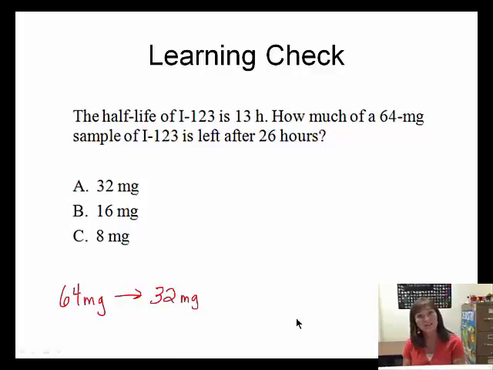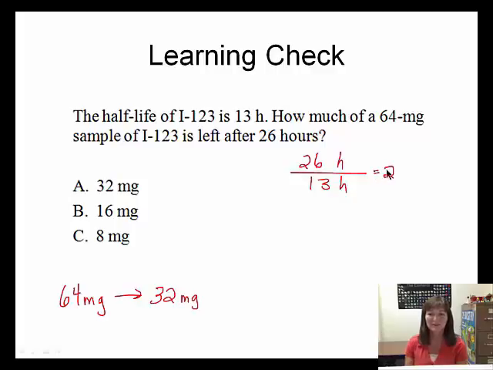But I don't want to keep going. I have to figure out how many times I'm going to keep going. So let's do how many arrows we need. So we take our total time, which is 26 hours, and we divide it by 13 hours. You have to make sure you have the units all the same, okay? So that is going to end up being 2. So we have to go through 2 half-lives. So if I go through 1 half-life, I've got 32 milligrams. 2 half-lives is going to be 16 milligrams. So the answer to this question is going to be B.